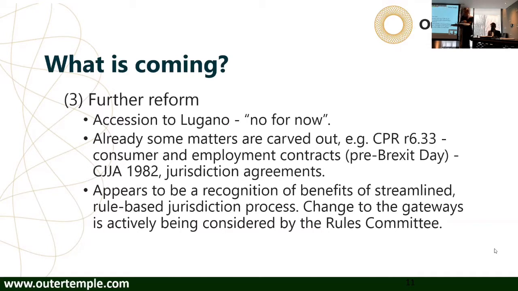I'm thinking particularly of CPR rule 6.33. That's the rule of the CPR that carves out consumer and employment contract cases from forum non conveniens, and jurisdiction agreements as well. So there's been a move to make carve-outs. What's going to happen next?